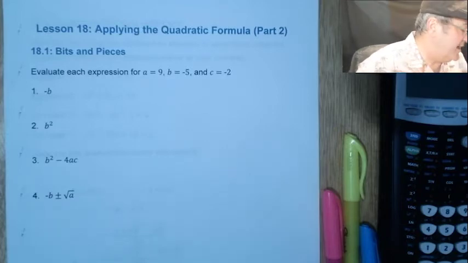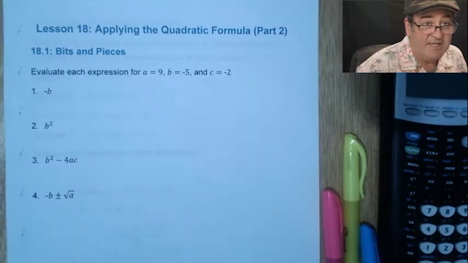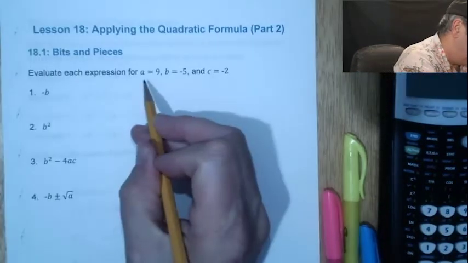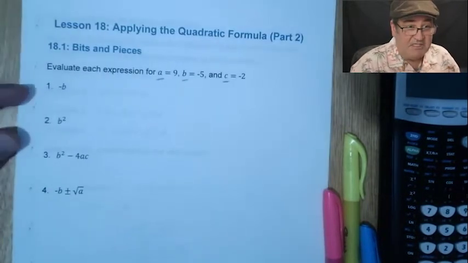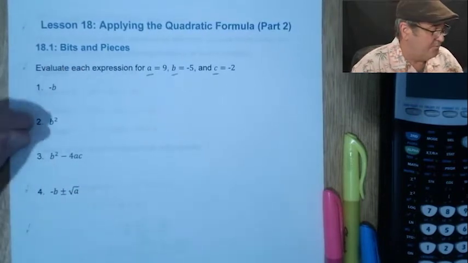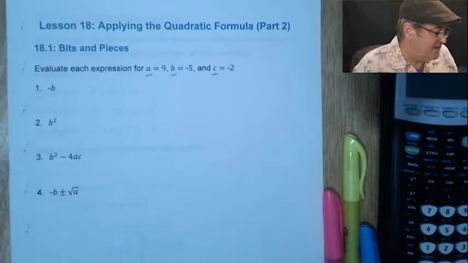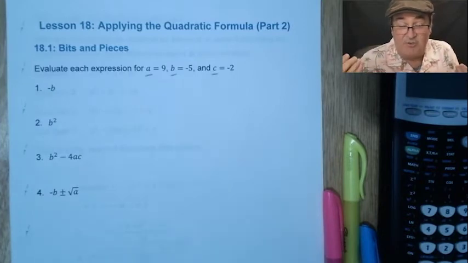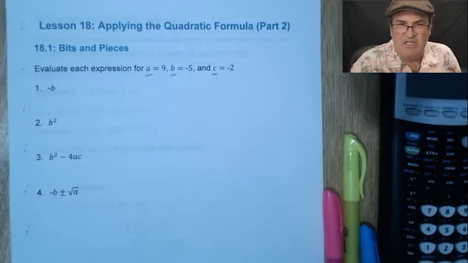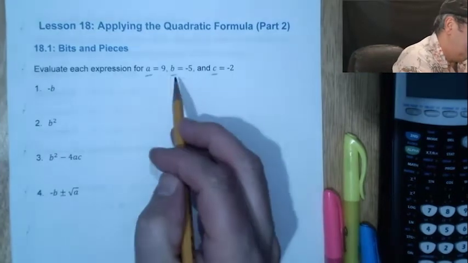This says, evaluate each expression for a equals 9, b equals -5, and c equals -2. Okay. So we might recognize that A, B, and C, we have to use those. These are bits and pieces of the quadratic formula, right? This isn't the entire quadratic formula. And right here, I'm telling you what A, B, and C is. You should be able to know by looking at a standard equation set equal to 0. But I'll give it to you on this one because we just need to know still, can we do the little pieces.